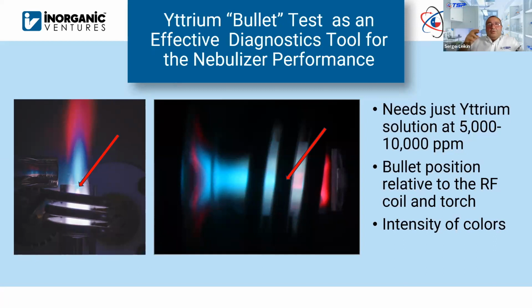When you've done it for a while, you can judge by the intensity of the colors, and you can immediately notice the colors are not as bright, so probably something is wrong with the nebulizer. This is the diagnostic tool used by ICP manufacturers when they go quickly on site, and we supply it to some of the manufacturers in the sample introduction kit. The other parameter they can look at is the bullet stability. If it's bouncing around, then there is something to check.